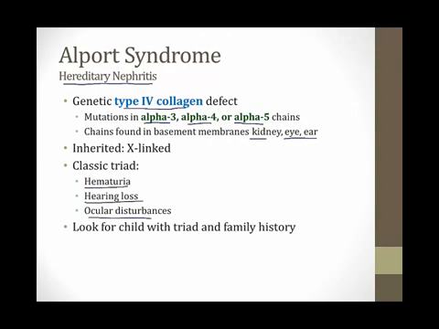loss and ocular disturbances. These are X-linked disorders, so they more commonly occur in boys, and the way you want to recognize these in a board question is by looking for a male child who has this triad of symptoms and a family history of these types of problems. The question will likely ask you about the type 4 collagen involvement and the alpha chains. And that concludes our module on nephritic syndrome.